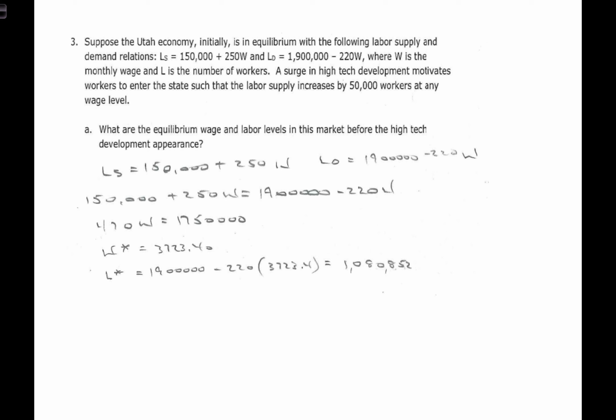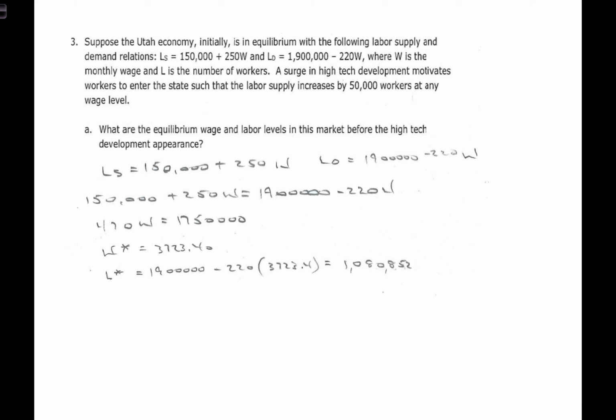Labor supply is equal to 150,000 plus 250 W, and labor demand is equal to 1,900,000 minus 220 W, where W is the monthly wage and L is the number of workers. So this is relatively simple to think about. And we've then said there's a surge in high-tech development motivating workers to enter the state such that labor supply increases by 50,000 workers at any wage level. Well, we have this in equilibrium. So in equilibrium, there is no unemployment.